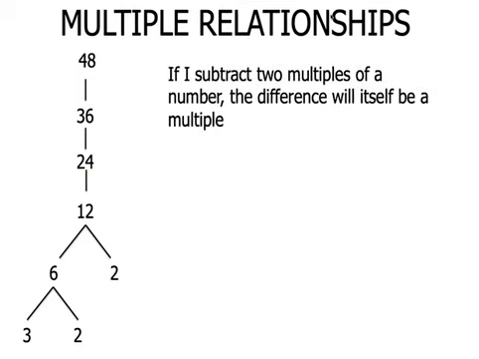If I subtract two multiples of a number from each other, then the difference will itself be a multiple of that number. So, for instance, we take 48, which is a multiple of 12, and so is 24. If I subtract 48 minus 24, I get 24, which is a multiple of 12.